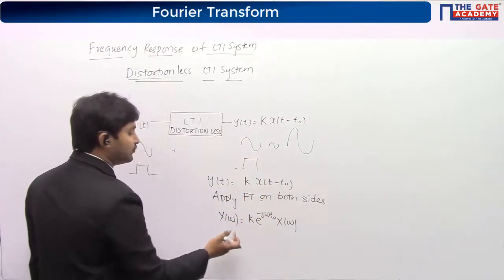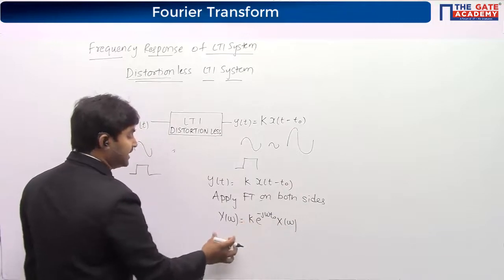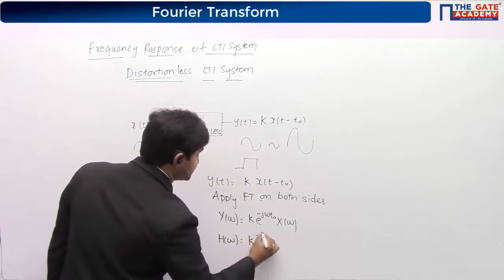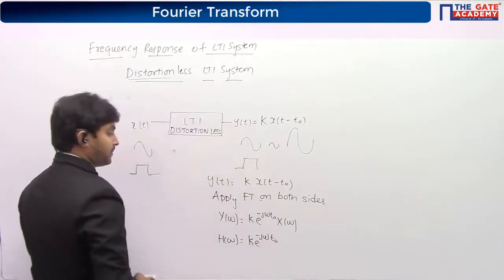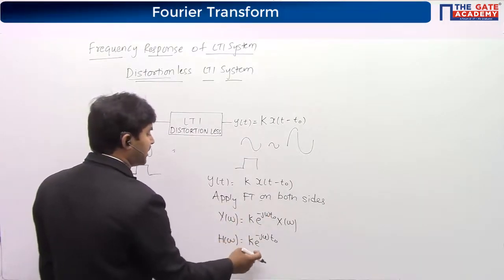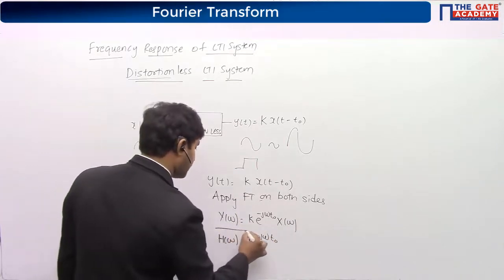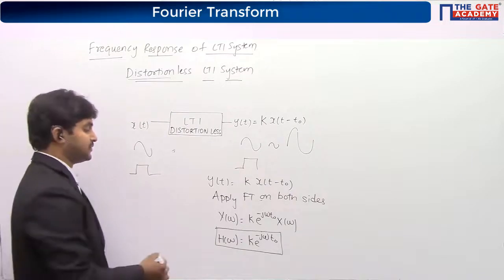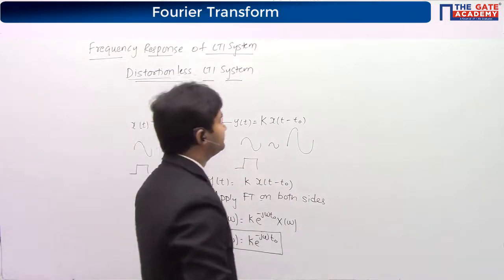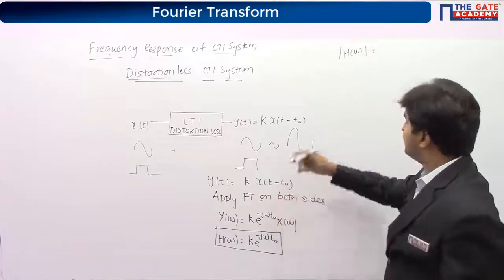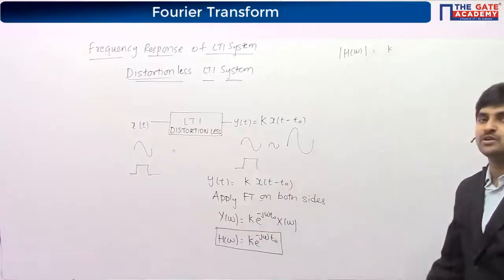Now, if I want to find h of omega, I take x of omega to the other side. Then h of omega, which is y of omega divided by x of omega, is equal to k multiplied by e power minus j omega t naught. This is what we call h of omega, the frequency response of the system. Now if I see the magnitude response, mod of h of omega is equal to the constant k.